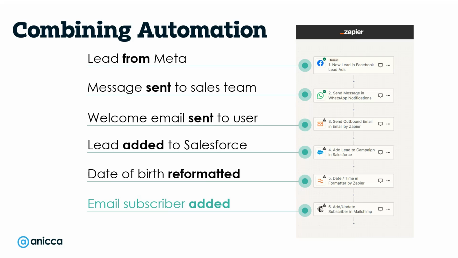If you were to do that manually, you would download the data, you'd send a message via WhatsApp to your sales team. You'd then, it might even be templated, have to send an email to the customer to say welcome. You'd then have to go into Salesforce and manually add that lead in there. You'd then have to, going back to the lead form download, reformat that data. You'd then have to go into MailChimp and add that subscriber in there. So that would take a lot of time, whereas Zapier or the other automation tools will be doing that in minutes.